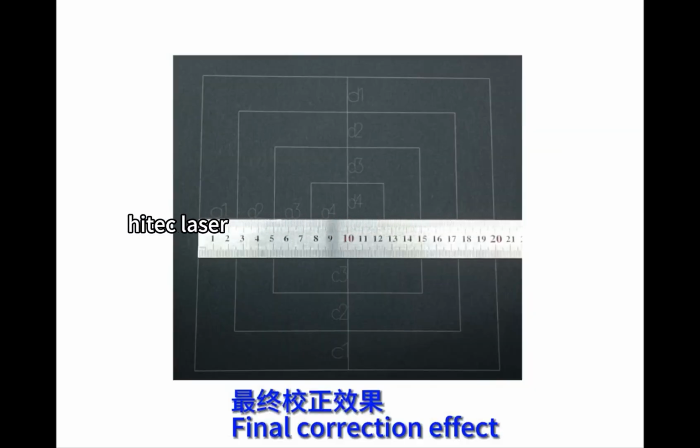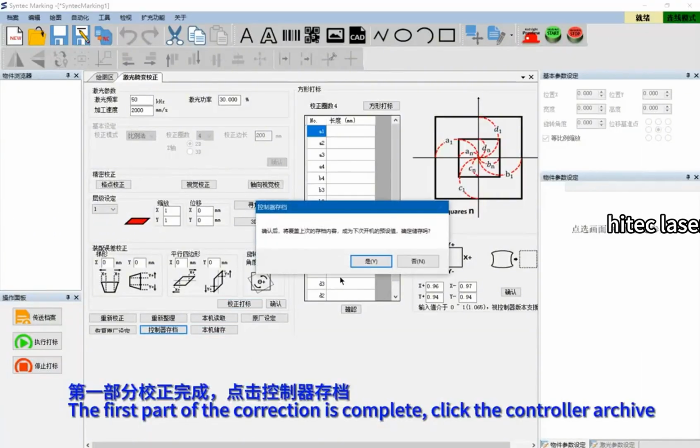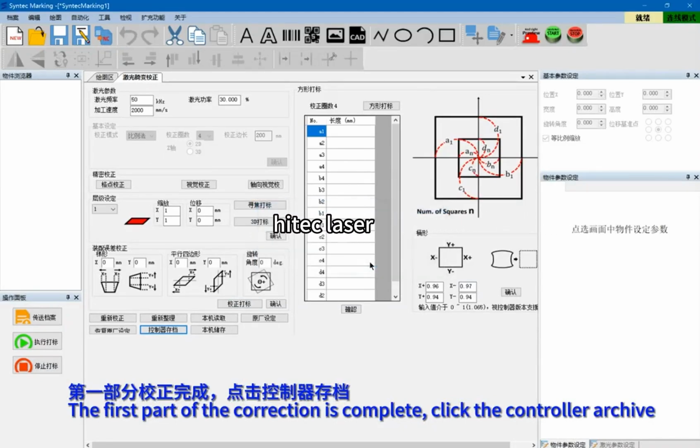Final correction effect. The first part of the correction is complete. Click the controller archive.